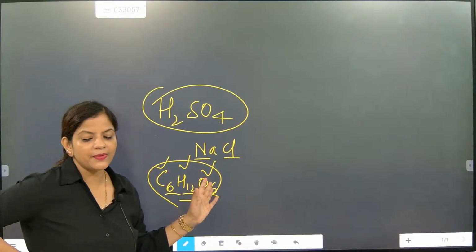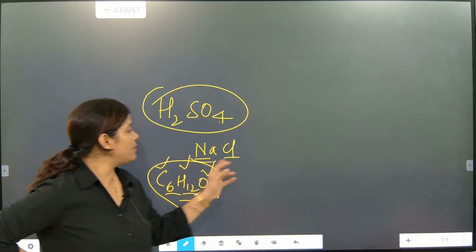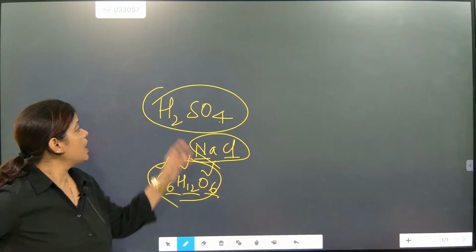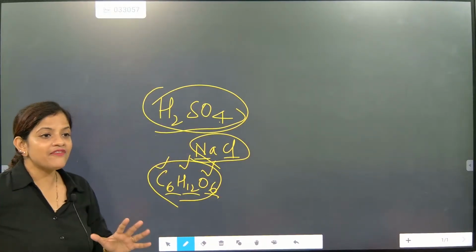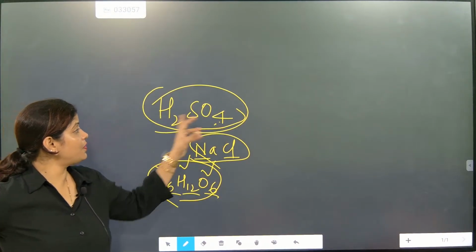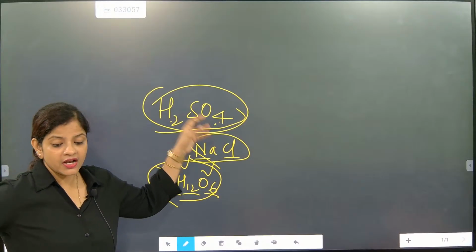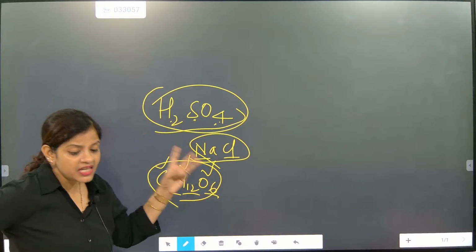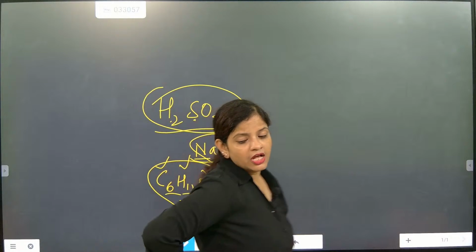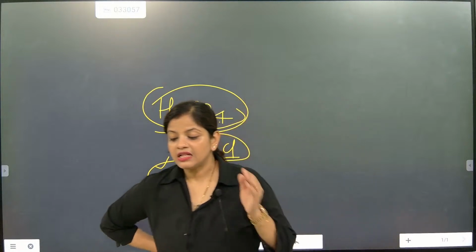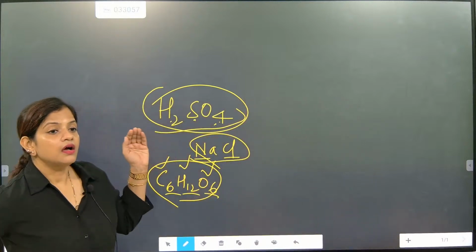How many atoms are present here? 24. How many atoms are present here? 2. How many atoms are present here? 7. 4 plus 2, 6 plus 1, 7. How many elements are there? 3 elements are there. Are you understanding? So that becomes the atomicity.